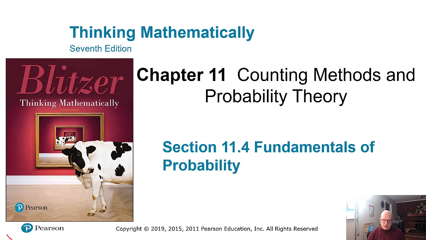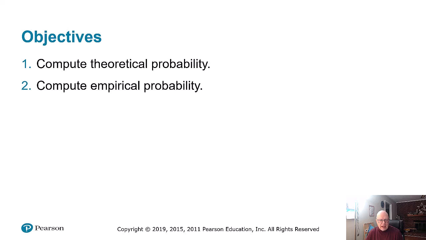Welcome back to section 4 of chapter 11. Now we're going to apply some of what we've learned about counting to the fundamentals of probability. What in particular? Well, theoretical probability and empirical probability.